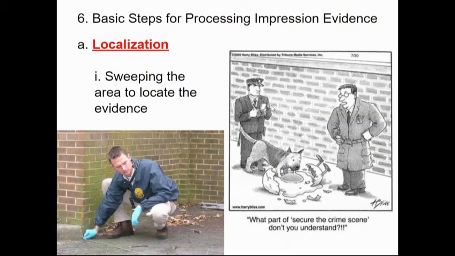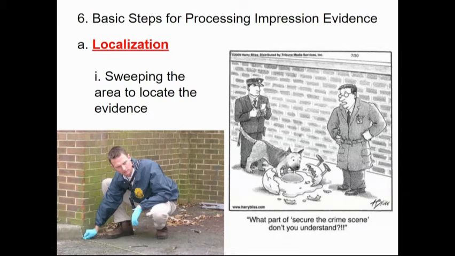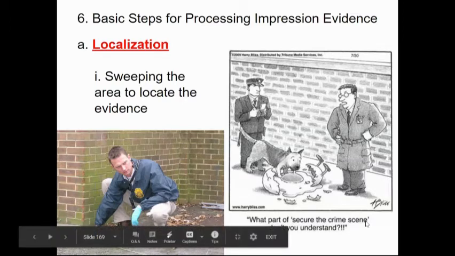So basic steps for collecting your impression evidence. First, localize it. You want to sweep the area to collect all of the evidence. So right here, we can see that they're measuring from a fixed point. That was one of the things we did at the very beginning of the year when we talked about triangulating.